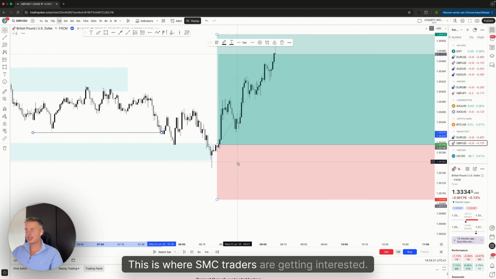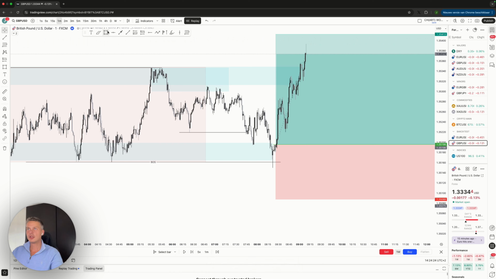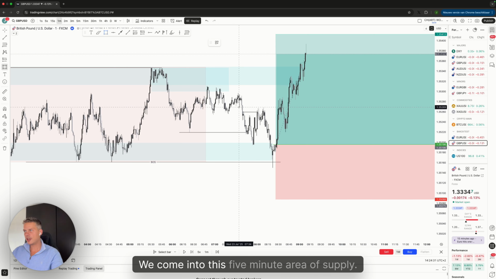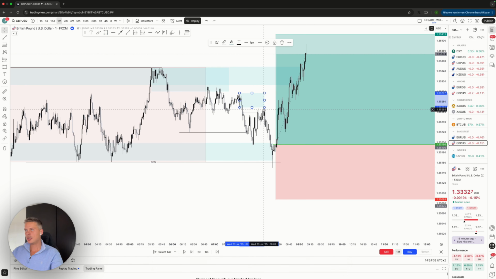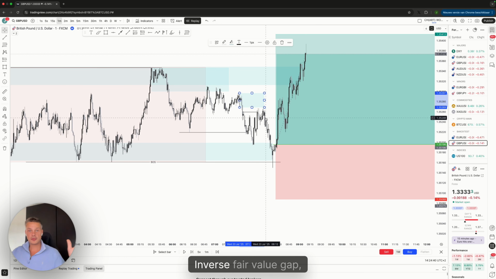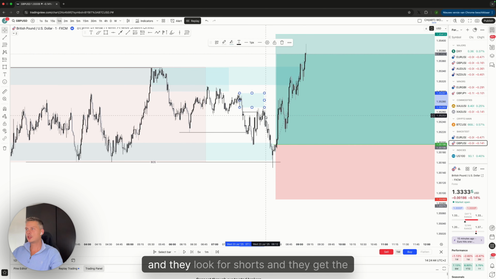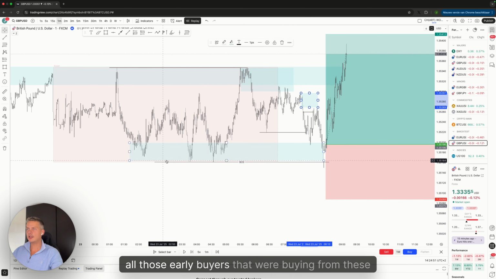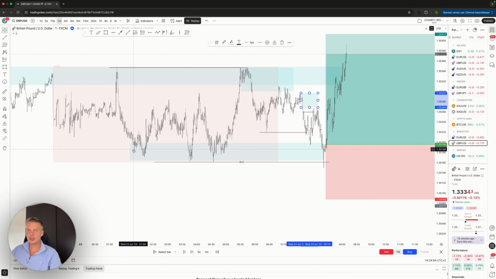This is where SMC traders are getting interested, because what happens? We have an area of liquidity. We grab the liquidity. We come into this 5-minute area of supply. They see, hey, wait, price comes in, creates liquidity, sweeps that liquidity, breaks bearish market structure, inverse fair value gap, POI, whatever you want to name it, and they look for shorts and they get a reaction. The reaction goes short because it takes out all those early buyers that were buying from these areas.